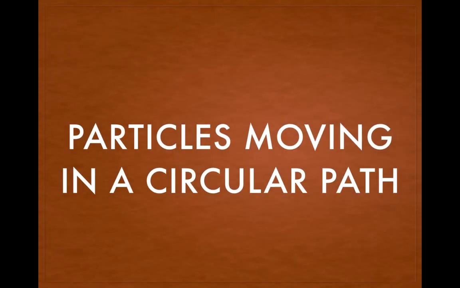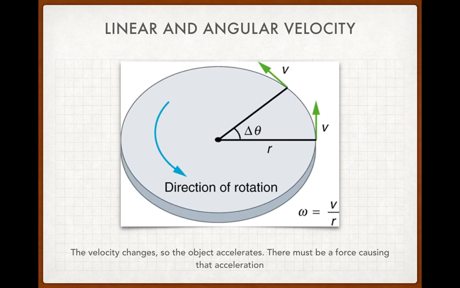So, particles moving in a circular path. So far we've dealt with linear and angular velocity and radii, but there's a reason an object moves in a circular path. But what we need to do first is look at the fact that the velocity in that diagram is changing direction all the time. It's always a tangent to the circle, and if the velocity keeps changing direction, it means the particle is accelerating.